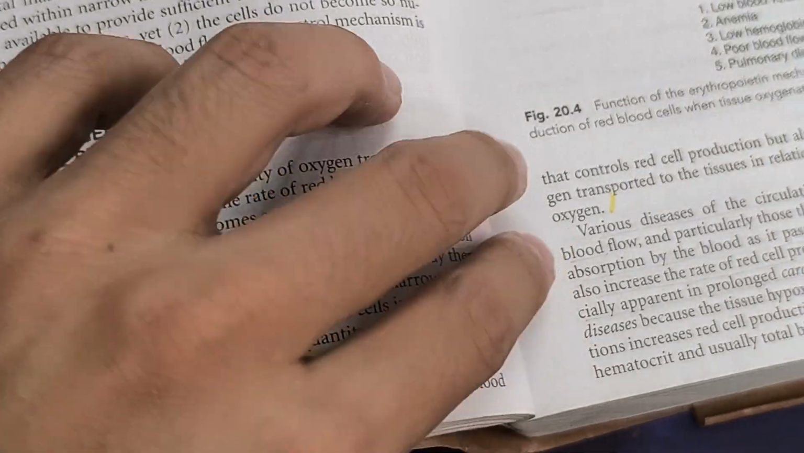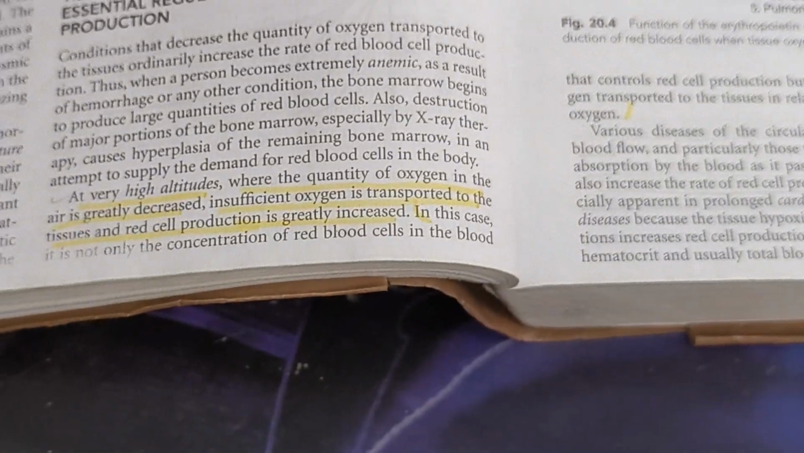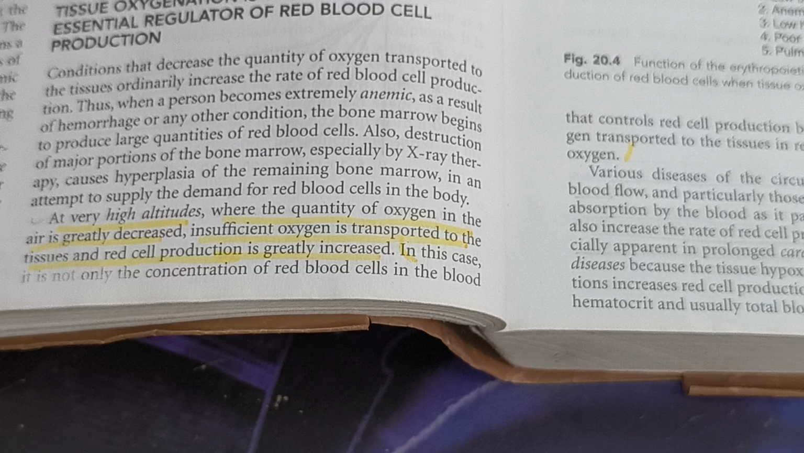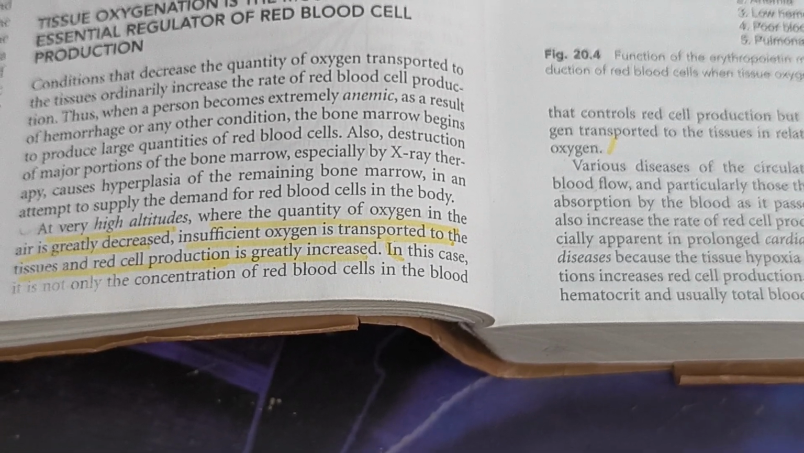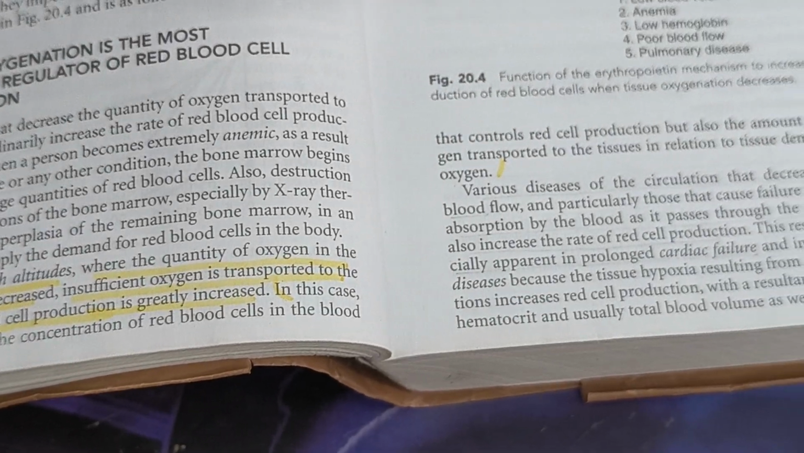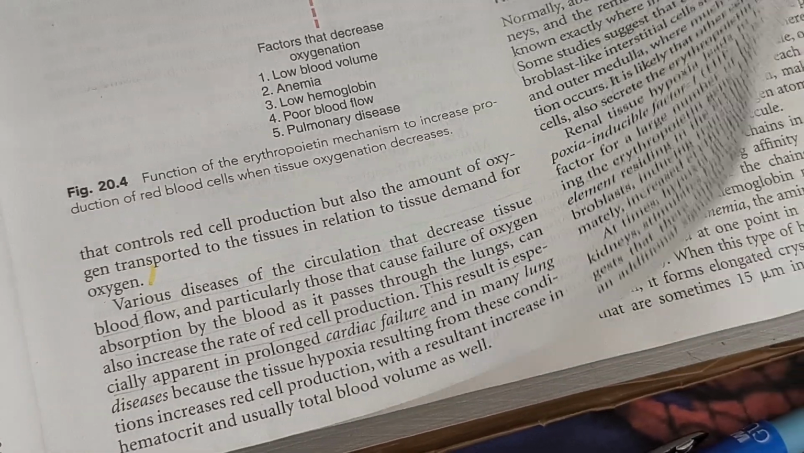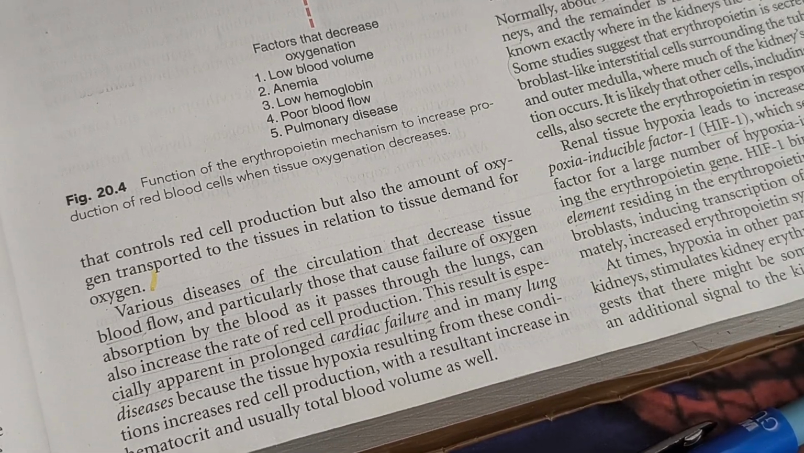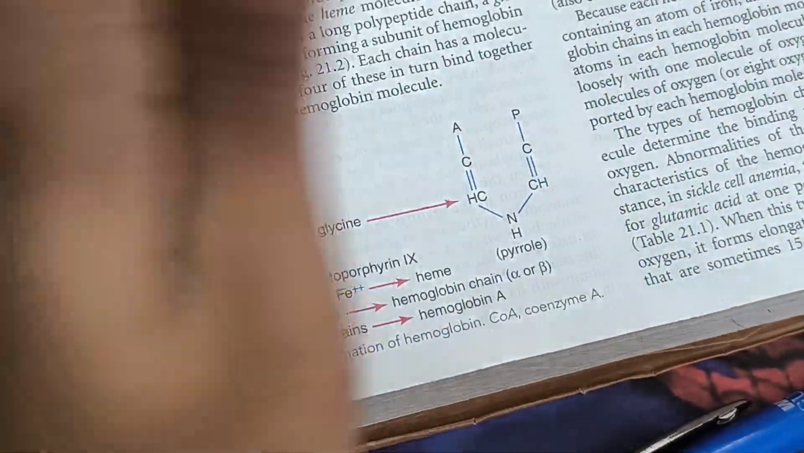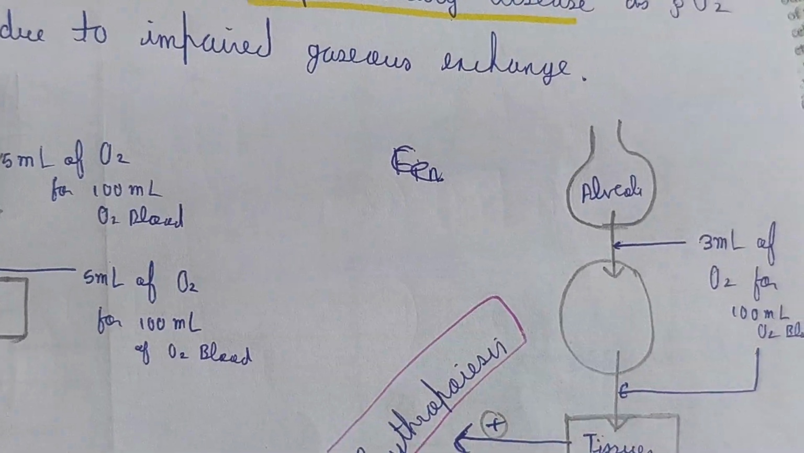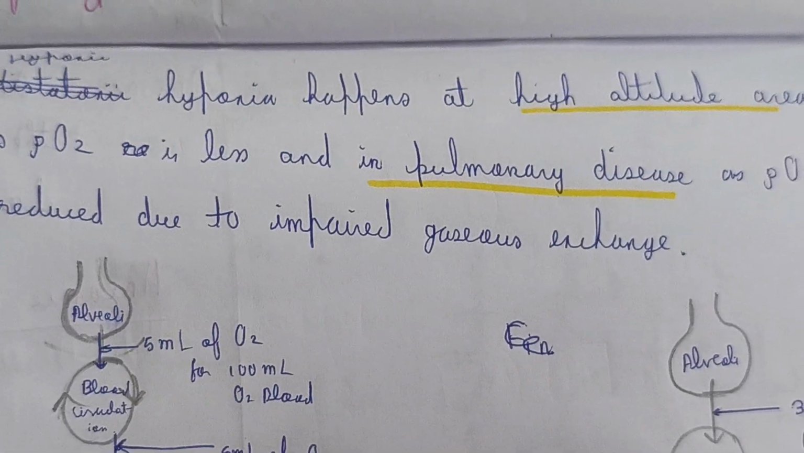You can read these statements here also: at very high altitudes, where the quantity of oxygen in the air is greatly reduced, insufficient oxygen is transported to tissues and red blood cell production increases. In this case it is not only the concentration of red blood cells in the blood that controls RBC production, but also the amount of oxygen transported to tissues in relation to tissue demand for oxygen. So this is a case of hypoxic hypoxia.